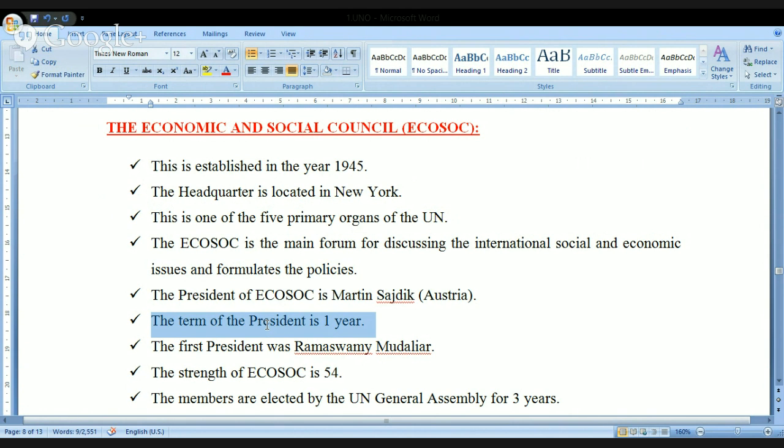General Assembly, 1 year. Security Council, 1 month. Secretariat, 5 years. Now I am talking to you, Economic and Social Council, and the term is 1 year. Now, the first president was this man, Ramaswamy Mudaliar, and the strength is 54.